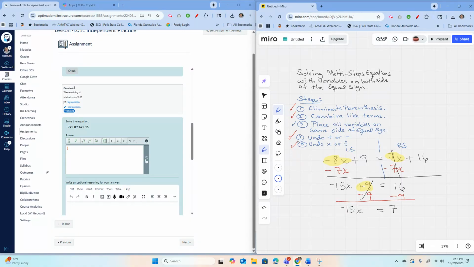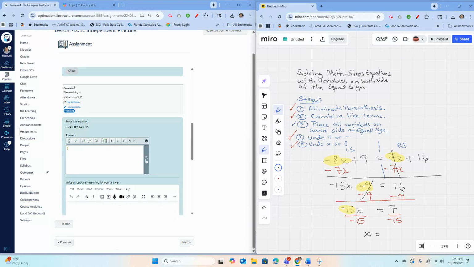Step number 5. Undo any multiplication or division. This negative 15 is multiplying. The opposite of multiplying by negative 15 is to divide by negative 15. Whatever you do on one side, you do it in the other. Negative 15x divided by negative 15 is 1x, but we do not write the 1x, we just say x.